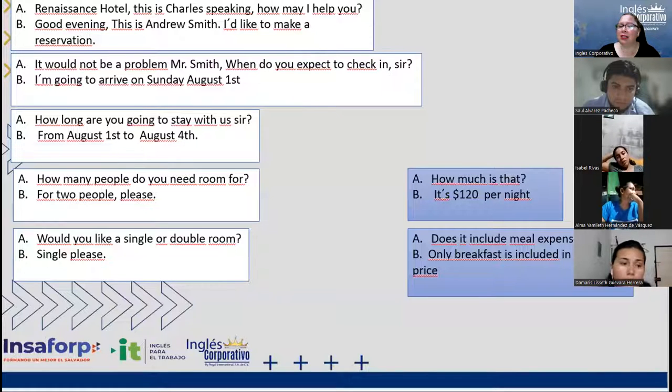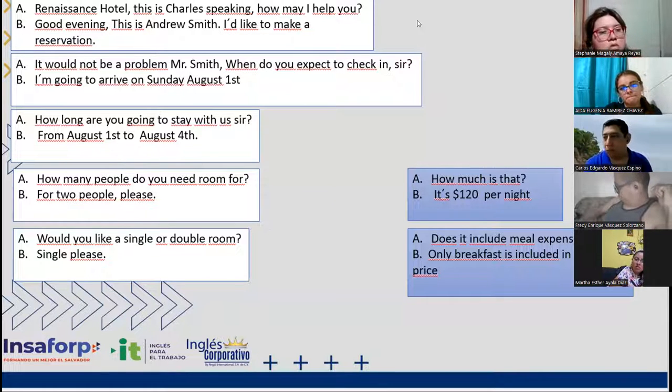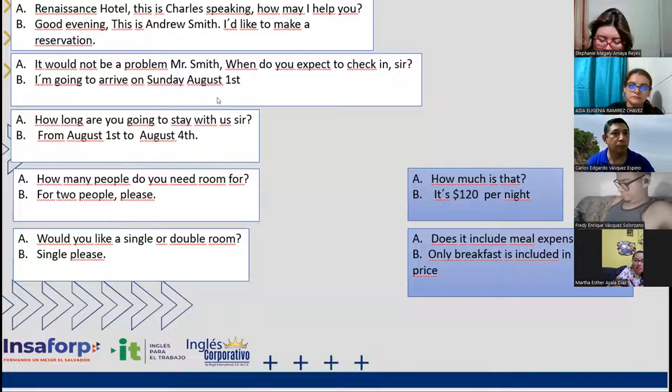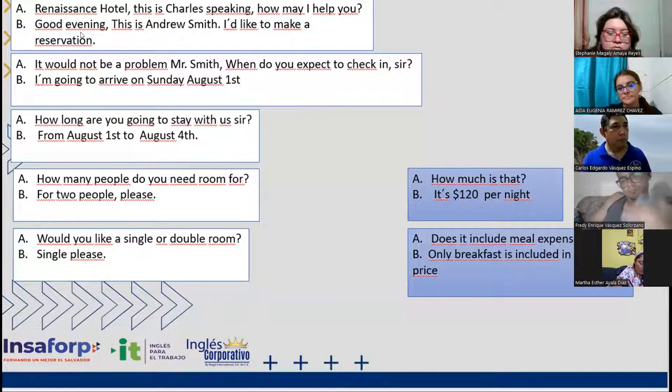Did you receive a message I sent when you were in the groups? I broadcasted a message. You should follow the example on page 41 in your manuals. And the first thing they do is confirm the availability, asking for the dates that they are going to stay with us. So it will be this way.